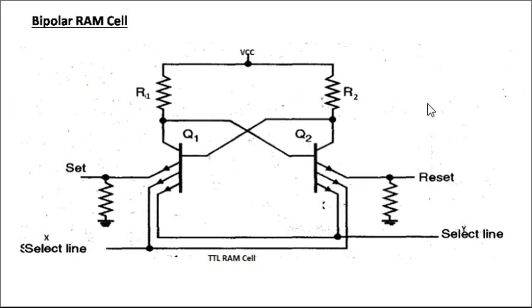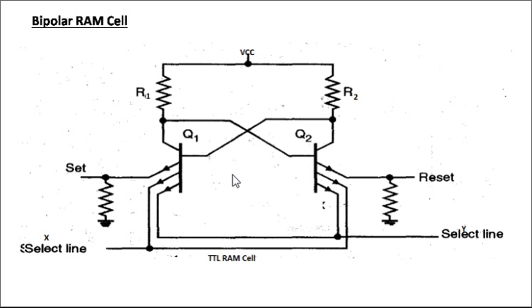Now next one is the bipolar RAM cell. If you observe the diagram of the bipolar RAM cell, the memory cell is implemented using TTL, transistor-transistor logic, with multiple emitter technology. These emitters are multiple. We store 1 bit of information. It is nothing but a flip-flop. It can store either 0 or 1 as long as power is applied, and it can be set or reset to store either 1 or 0 respectively.